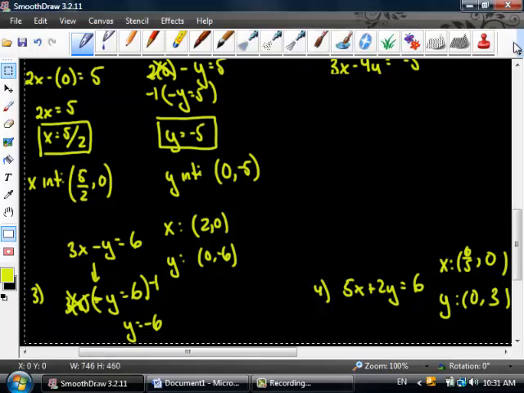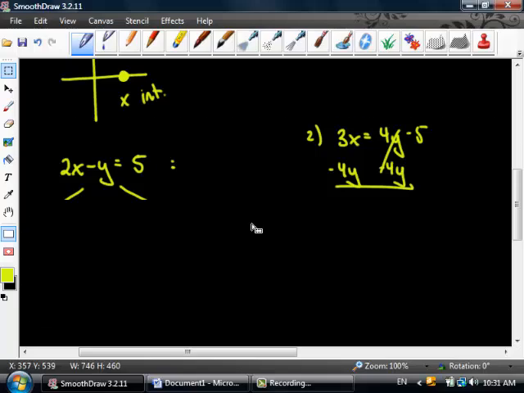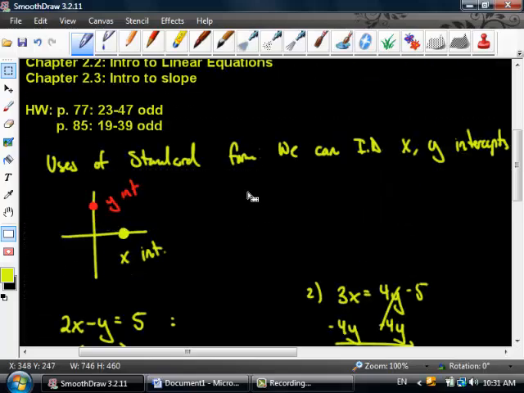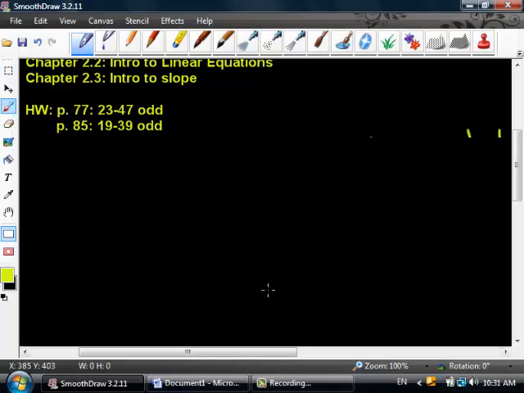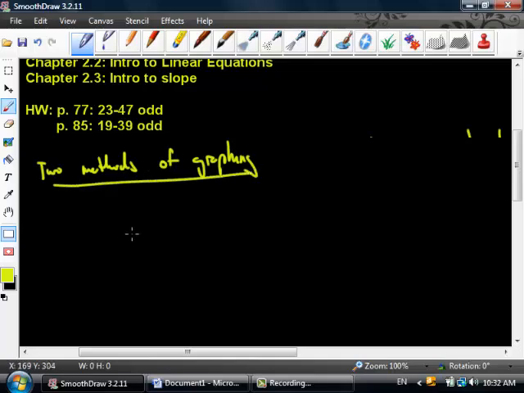Time to graph. Don't even give me that. Graphing's easy. No, it's not actually. It's quite simple. Okay. So, 2 methods of graphing. Stick with me, people.